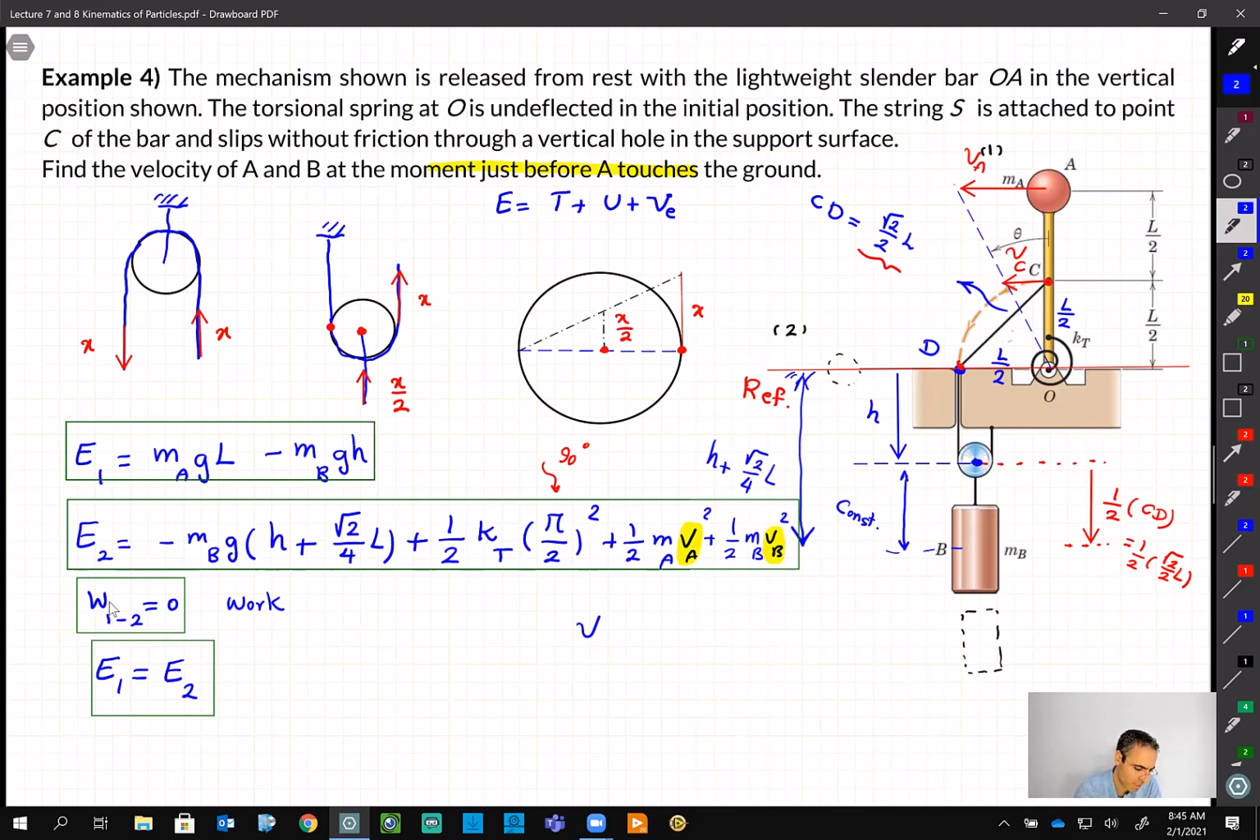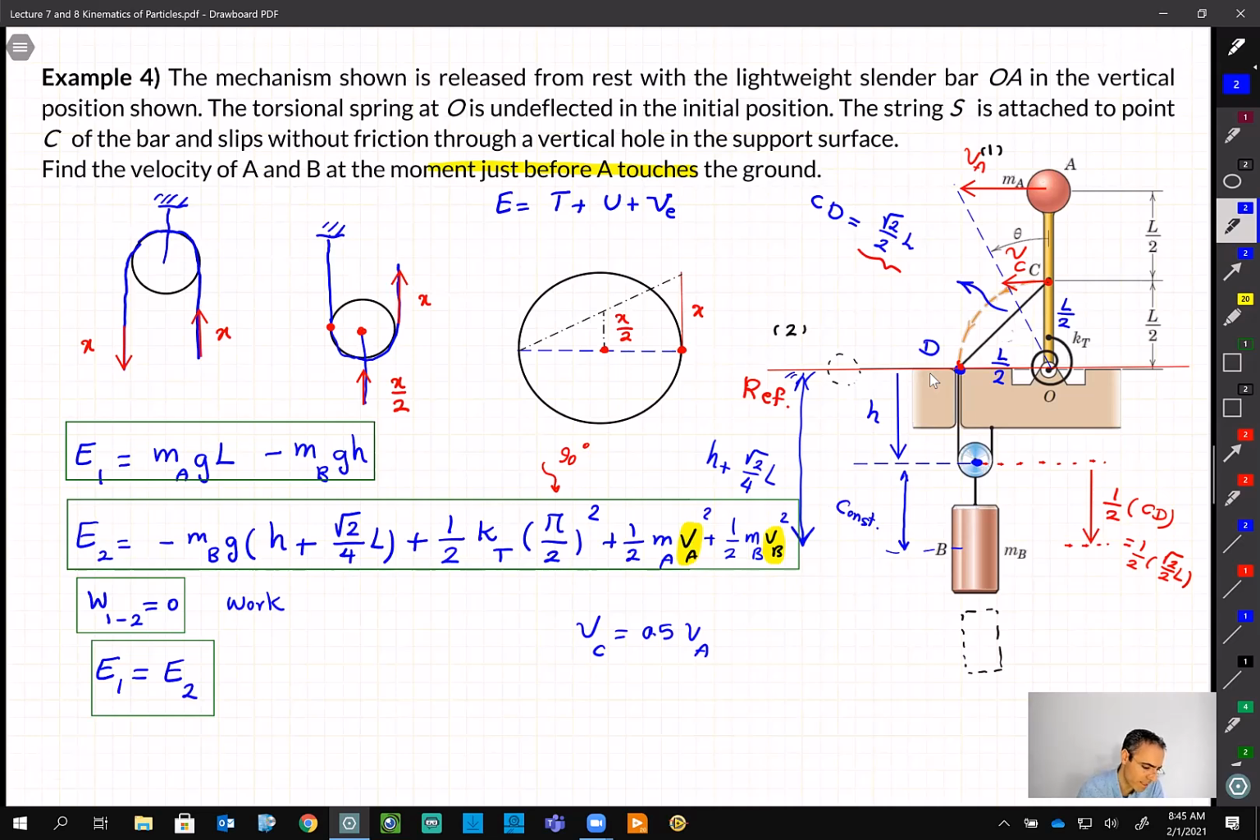Can I write down that VA or VC is half of VA? Again, look at this triangle. In this right triangle, if this is L divided by 2, and this is L divided by 2, whatever speed point A has, point C has half of its speed. And we know the speed of point C is somehow related to this string, this rope, right? And also we found something else.